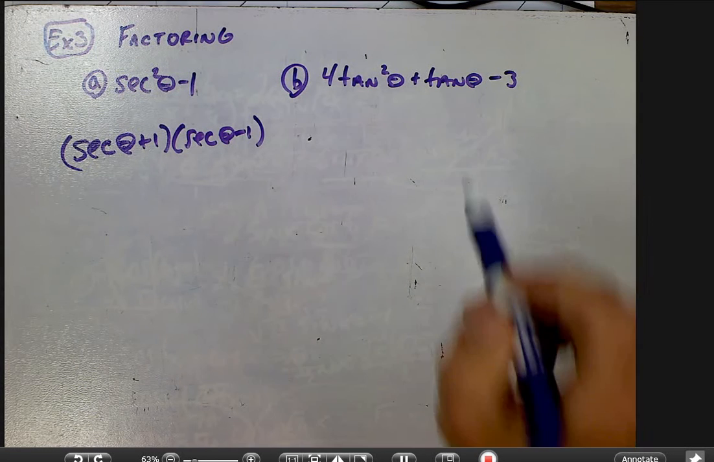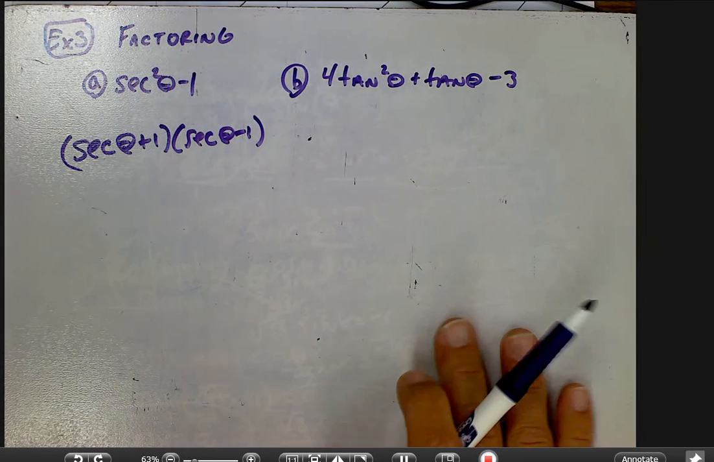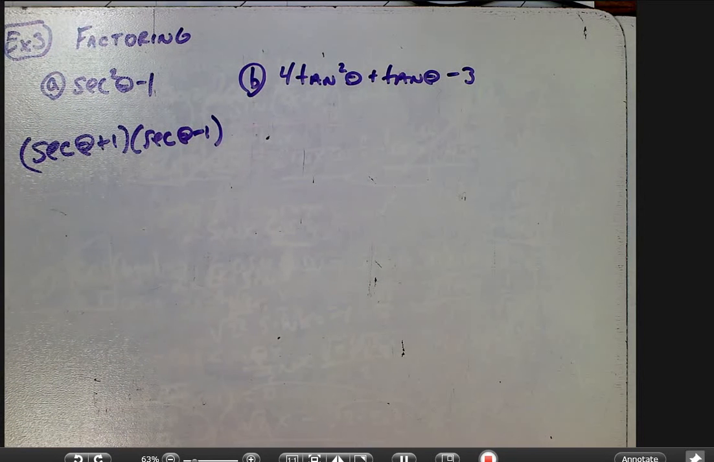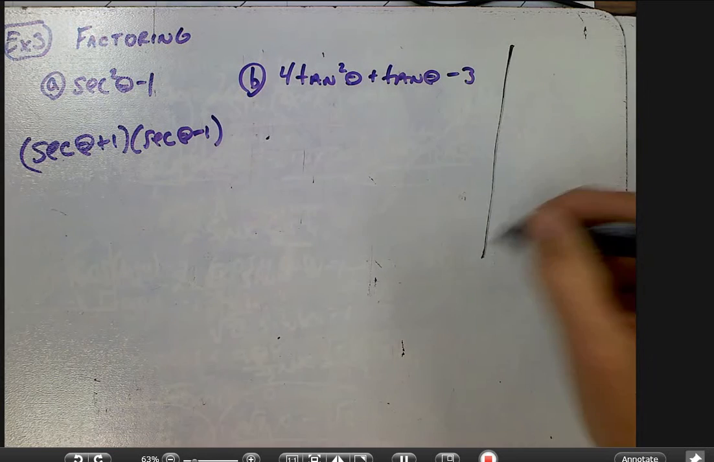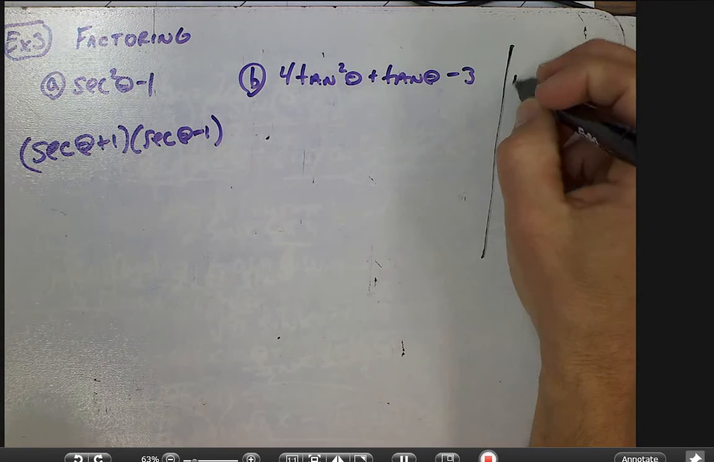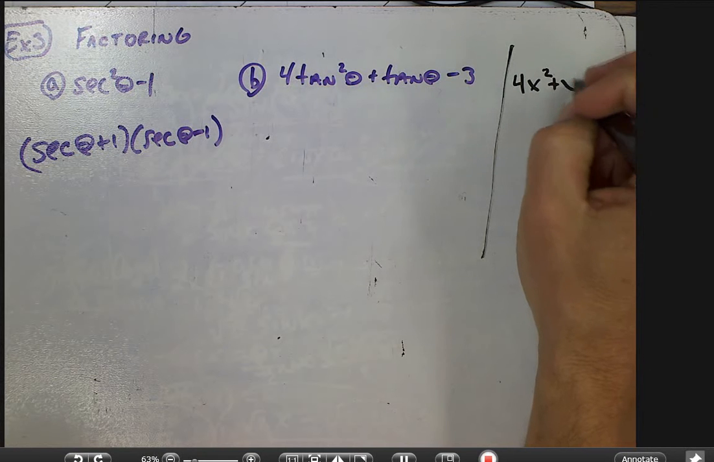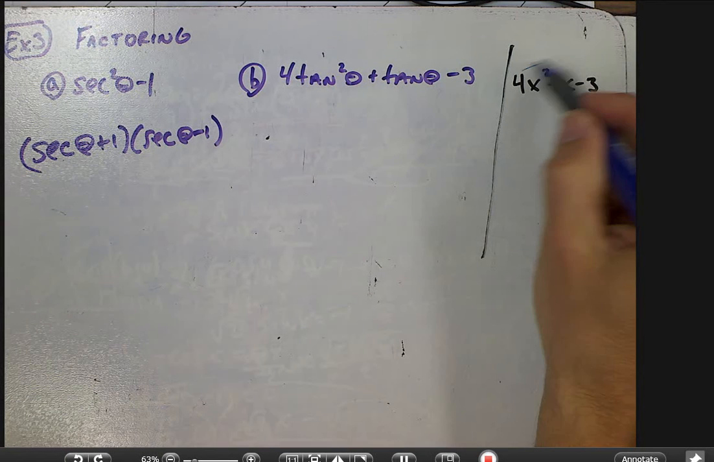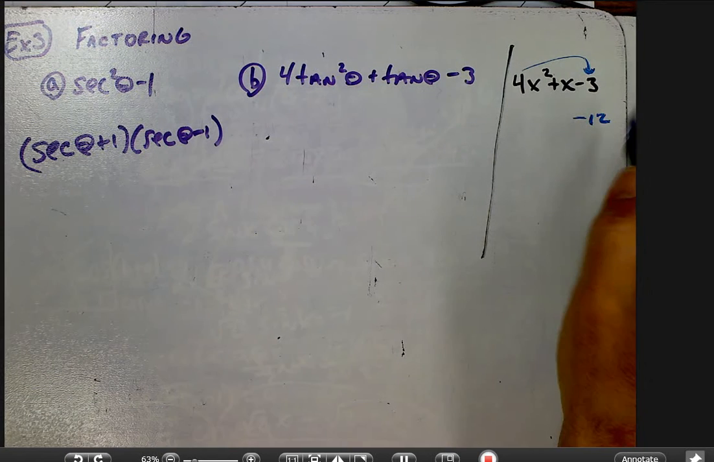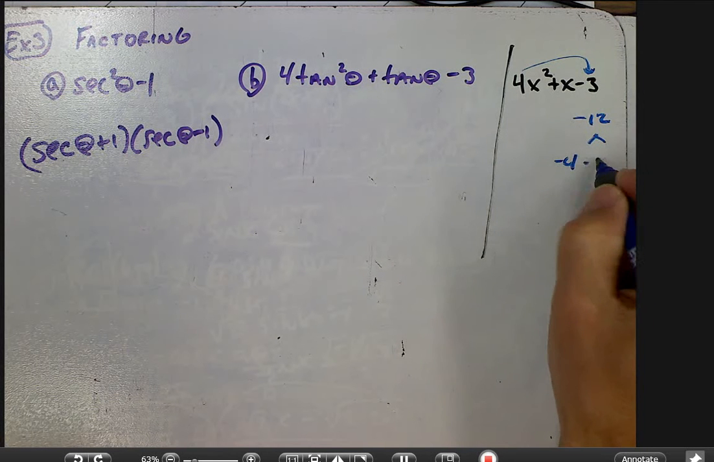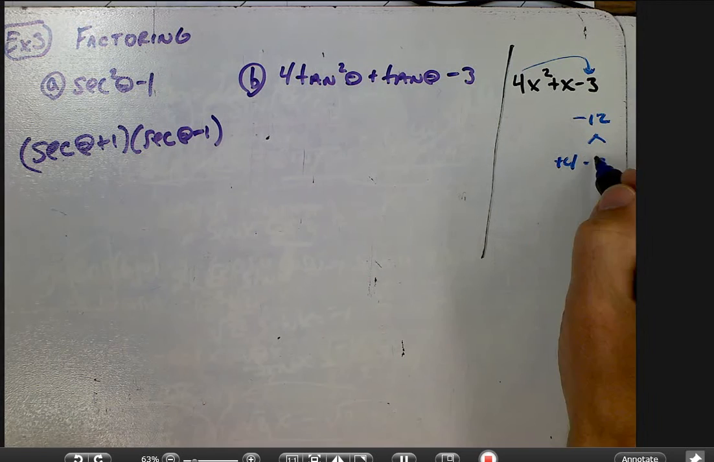For part B, a little more challenging. This looks like an A times C type of problem. And so to factor this, one thing I like to do is take out tangent squared and tangent, just put an x. So make it 4x squared plus x minus 3. If I do the A times C pattern, A times C makes negative 12. Factors of negative 12 that add up to make 1 are negative 4 and 3. Or excuse me, actually it should be positive 4 and negative 3.